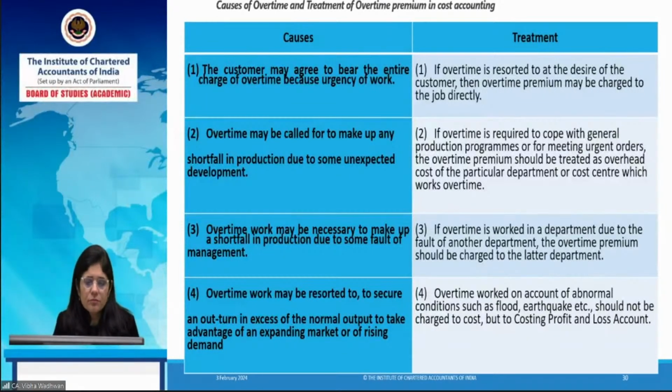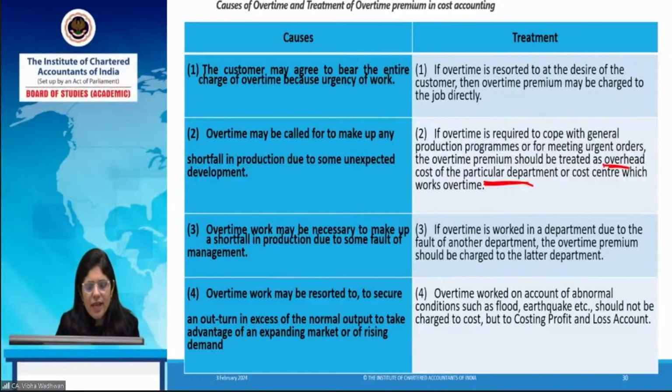Clear? The second cause of overtime could be that there is a shortfall in production and because of that the workers have to make up the production. They are not able to achieve the production target, so they are running short of the target. So they are working overtime to cover up the production target. So again, the cost will go to the production overhead. Clear? It will not be a part of the direct labor cost. It will be part of the overheads of the production department because they are working overtime.